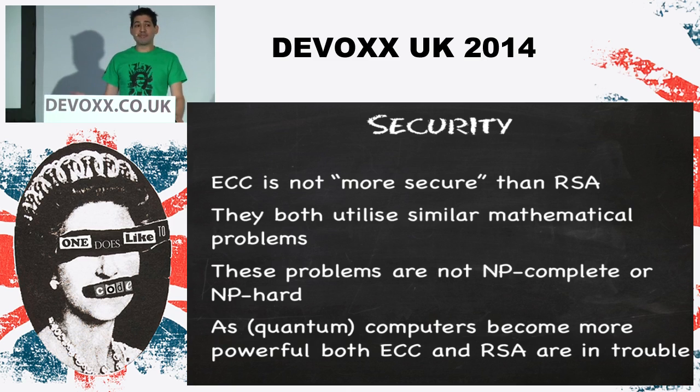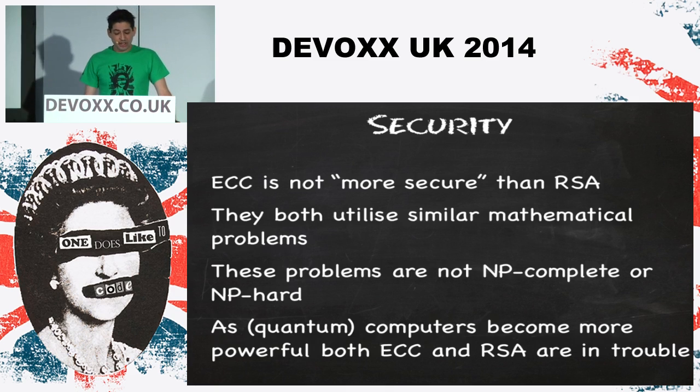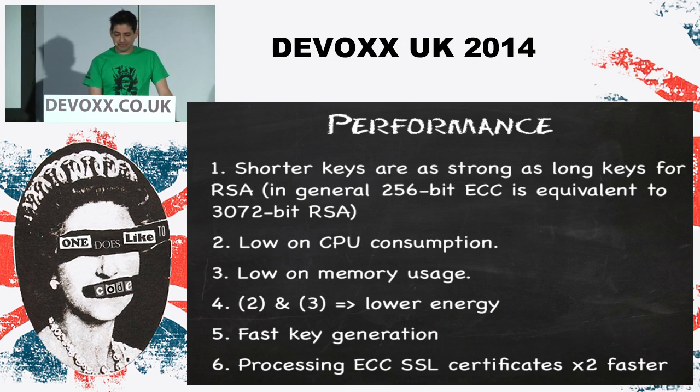The fact that they're not NP-complete or NP-hard means that, like I said, the chances are someone could stumble across an algorithm which does this in polynomial time, and then the internet would be really broken. And as soon as quantum computers appear, really both these types are completely redundant.